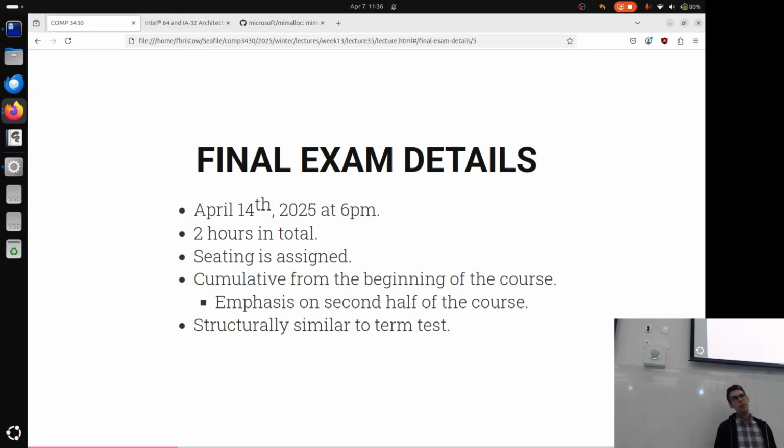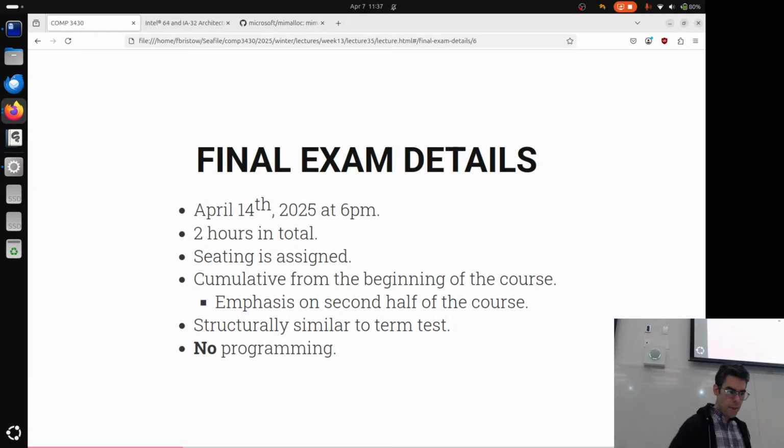Structurally, it's going to be similar to the term test. In terms of the type of questions, you can expect to see the same kinds of things that were on the term test. And similar to the term test, there's no programming. I'm not going to ask you to do any coding. You have been fully and adequately assessed on programming in this course, so I'm not going to ask you to do any programming on this test. I may give you code, and I may ask you questions about the code, but I'm not going to ask you to write C code because I don't want to read C code.